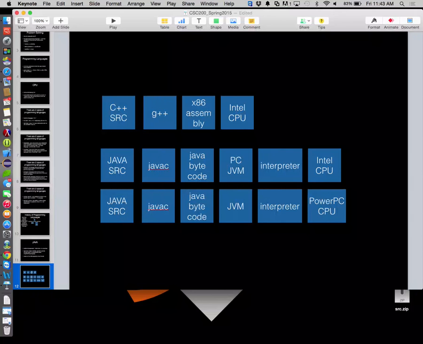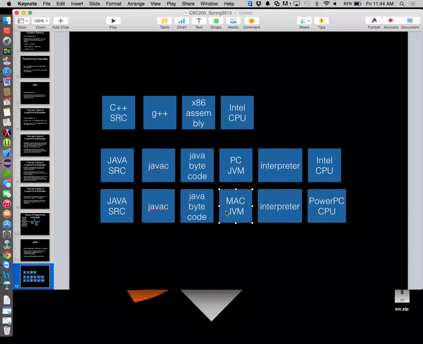So this was the PC virtual machine. This was the Mac virtual machine. So they wrote the virtual machine twice. Sun Microsystems took this upon themselves. They wrote this program twice. And this program knew how to read Java bytecode and interpret it for the Intel CPU on PCs.